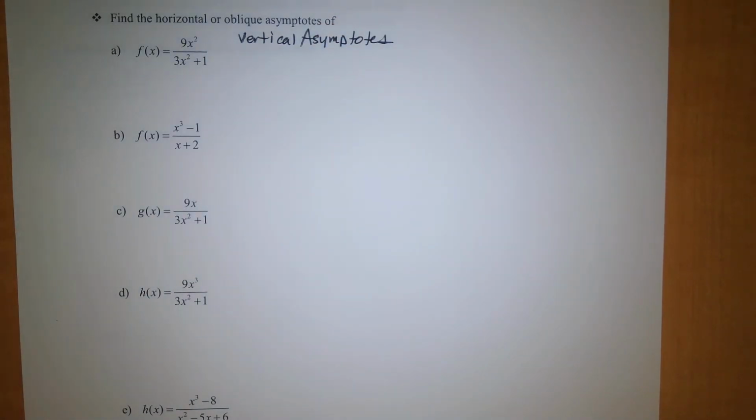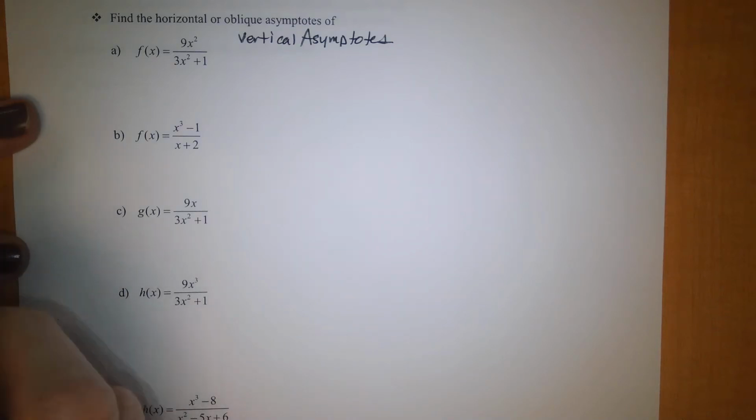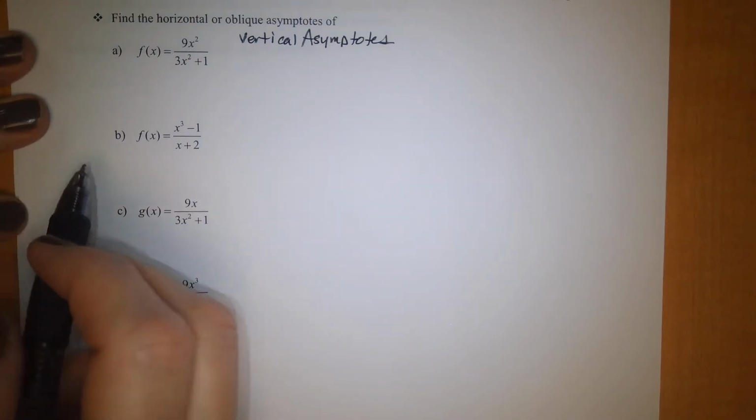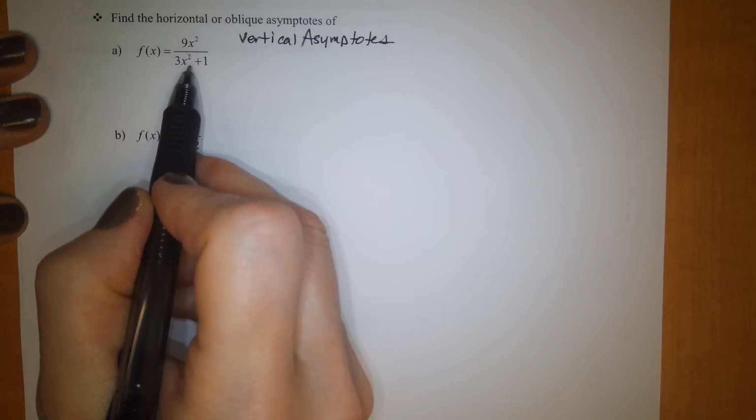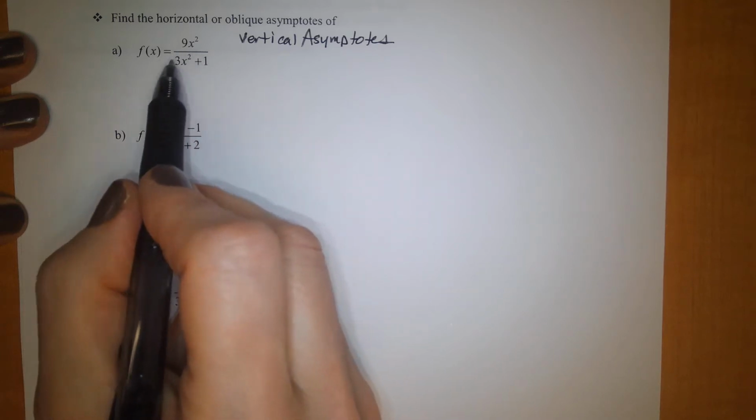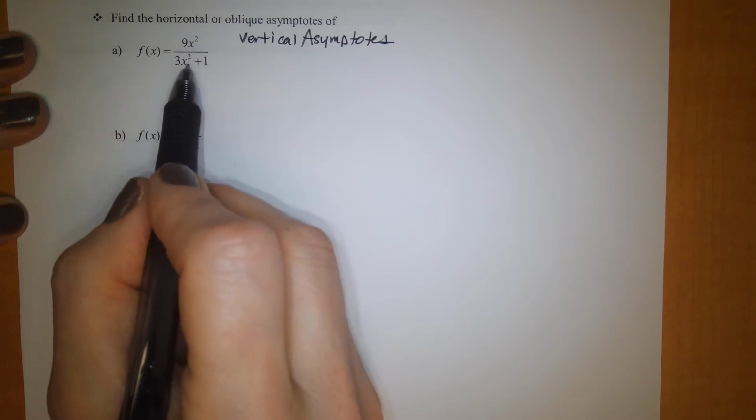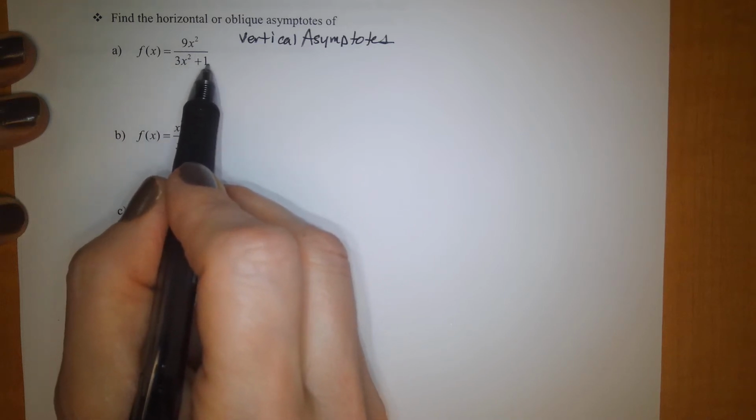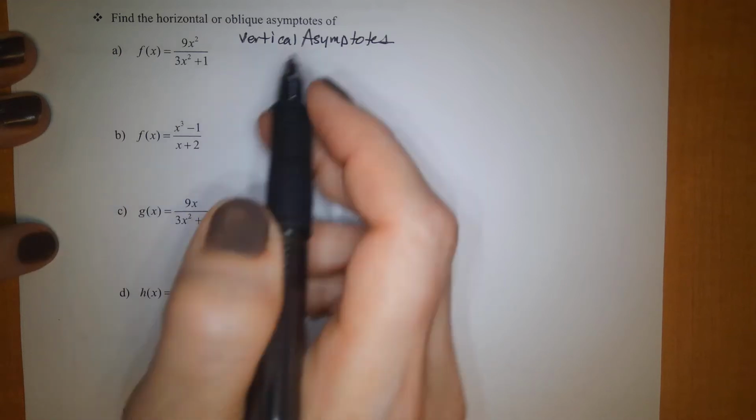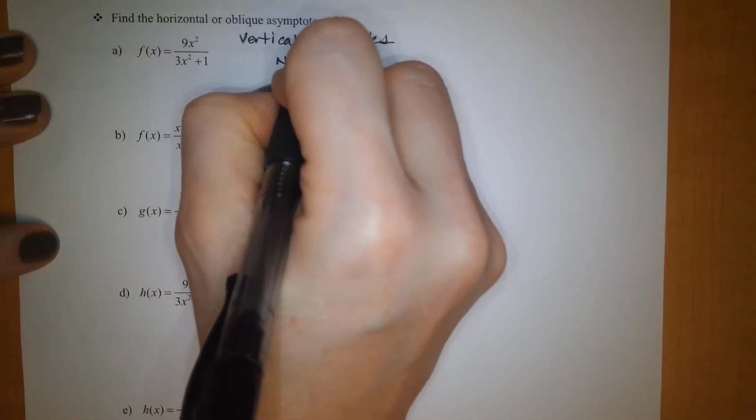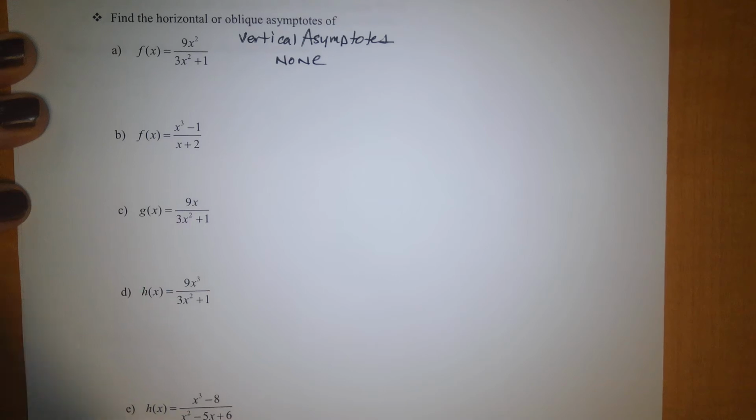Vertical asymptotes we find by first looking at the denominator. What will make the denominator 0? Well, nothing will ever make this denominator 0 because this is a positive number plus another positive number. You can never get 0. So there are no vertical asymptotes.